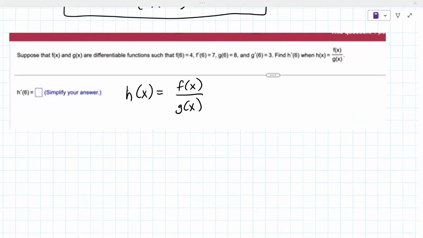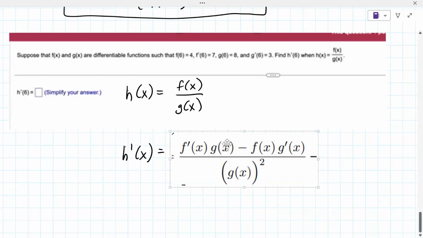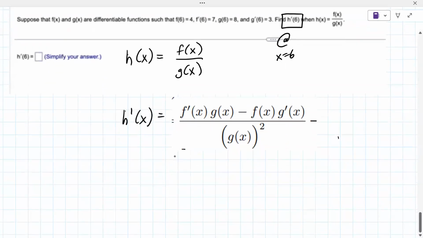So let me snip that in. So the derivative of this, that is exactly what we just did. It's the bottom times the derivative of the top minus the top times the derivative of the bottom, over the bottom squared. But they want the derivative evaluated at 6. X equals 6. So now you're going to put in a 6 wherever you see an X. Okay.